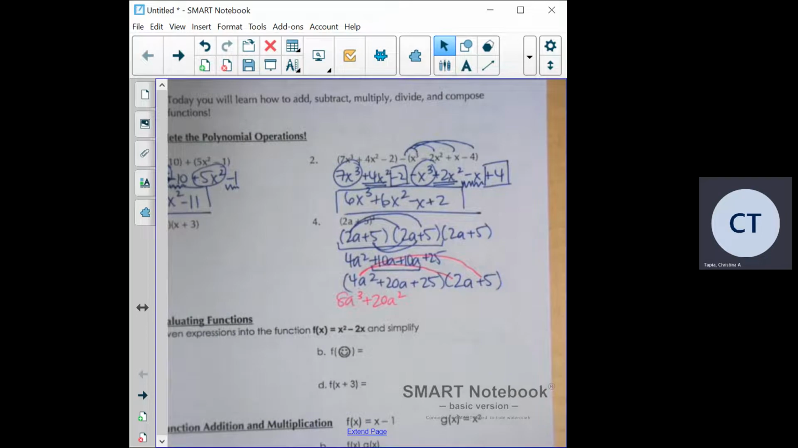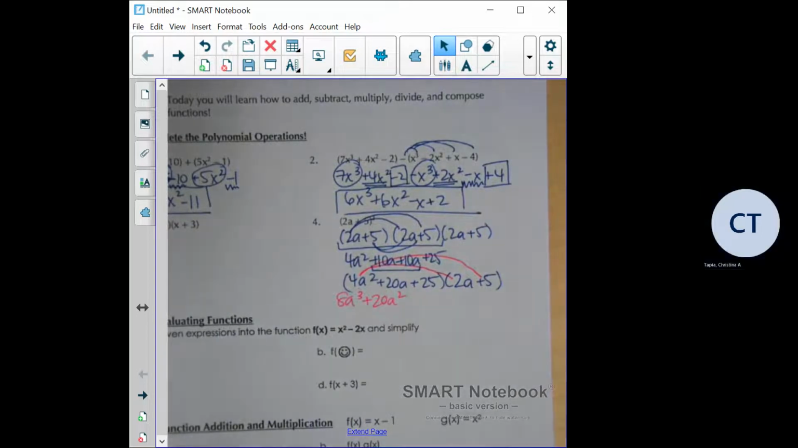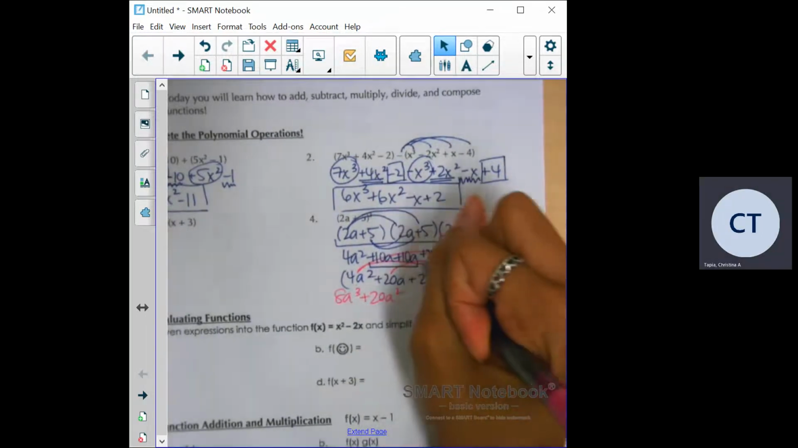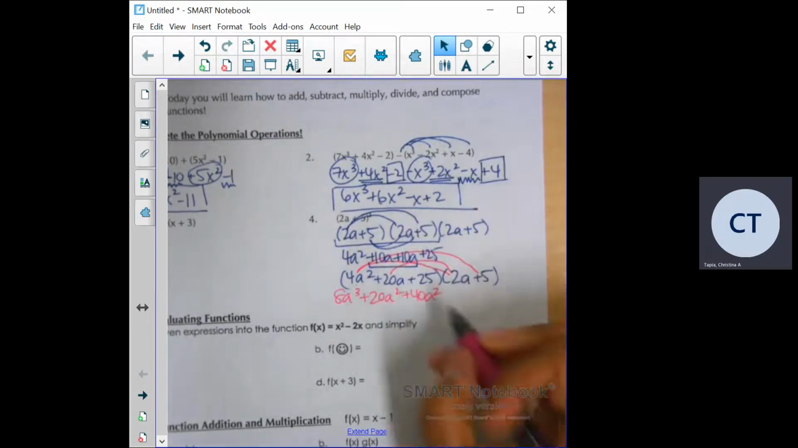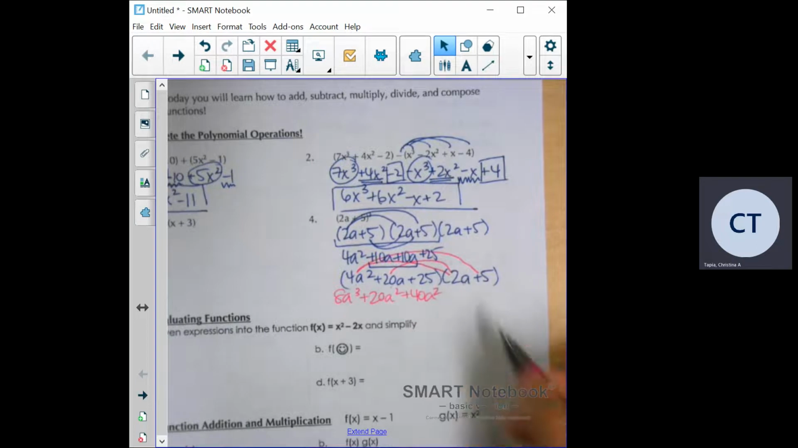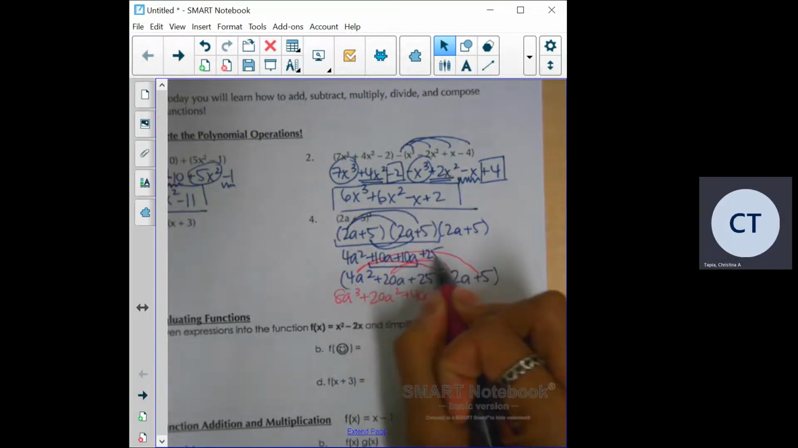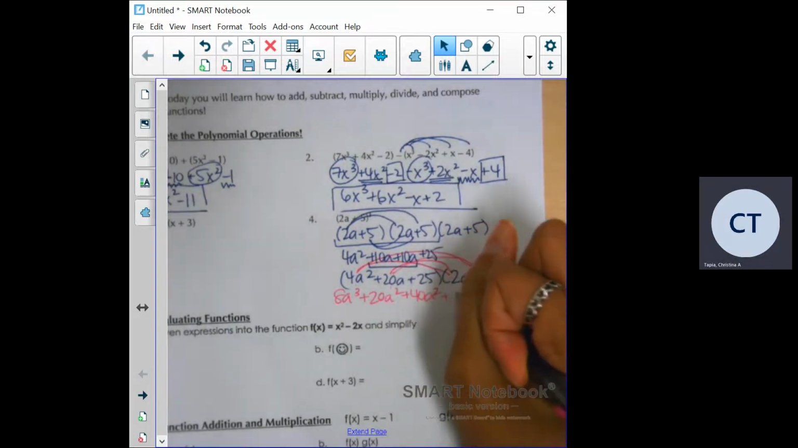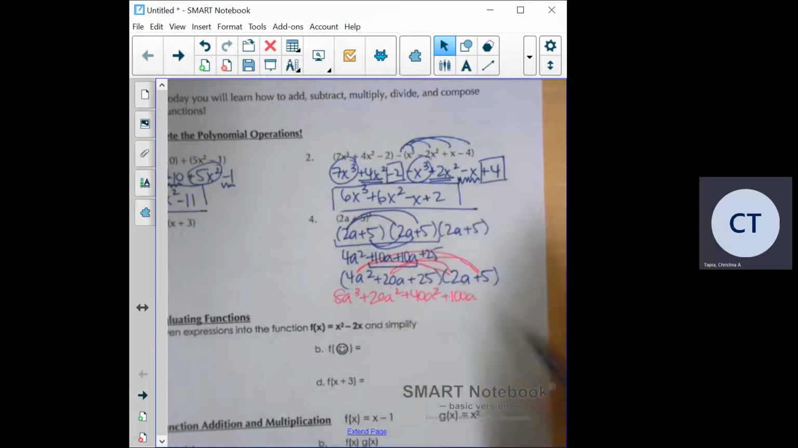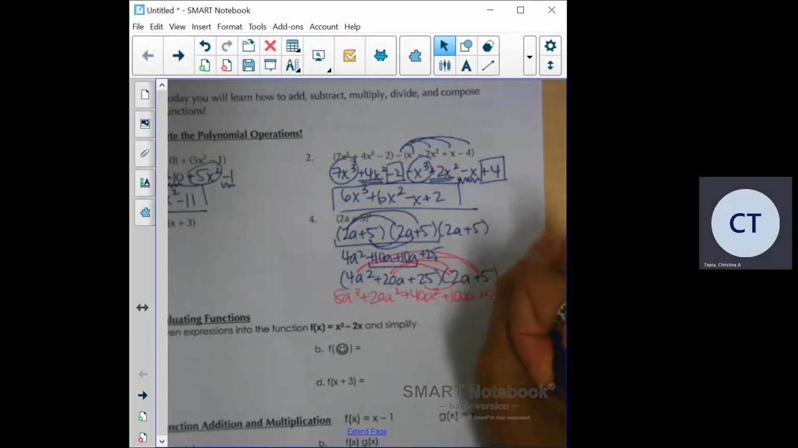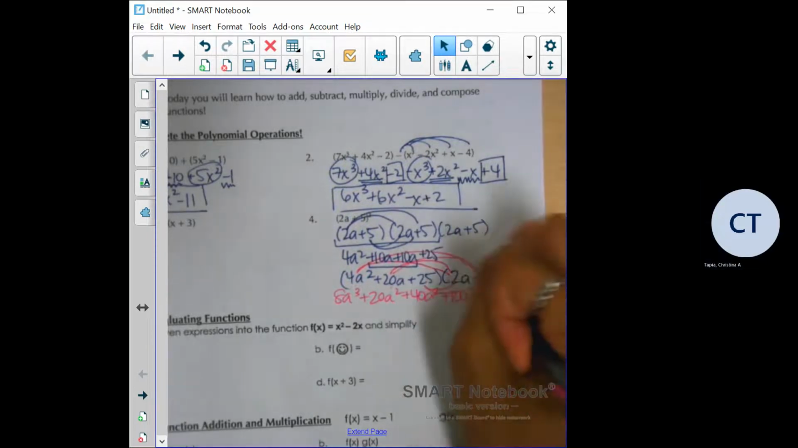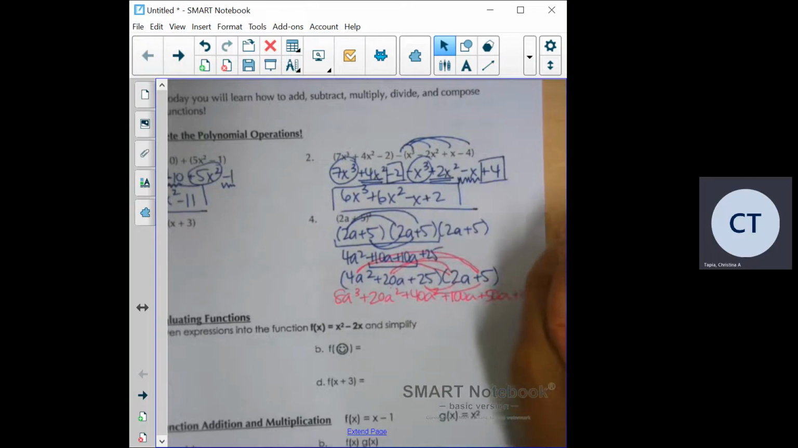Be careful with your numbers and your signs. Next, I'm going to do 20 times 2, so that's going to give me 40a squared. Again, be careful with your signs and your numbers. 20 times 5 is positive 100a. Check my math, guys. Make sure it looks good. 25 times 2 is 50a. And then 25 times 5 is 125.